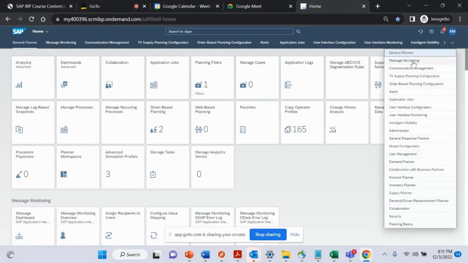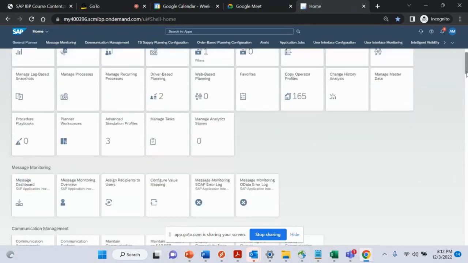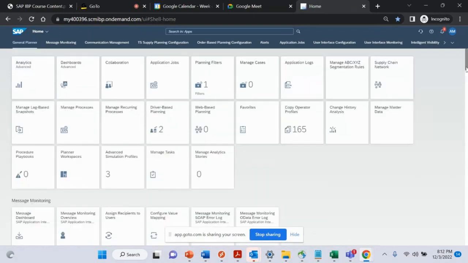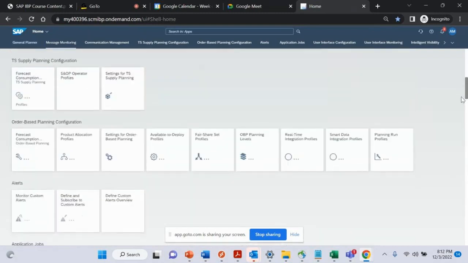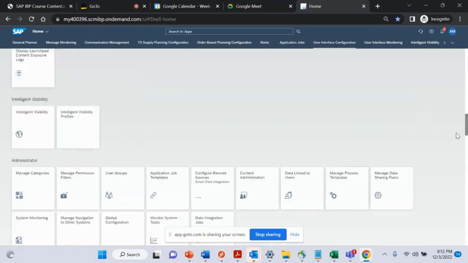If you click on the drop down, it gives time series based planning as well as order series based planning, including the inventory planner, supply planner, demand driven replenishment planner, driver risk planning, and security. All these things come into the picture. This is how your web UI looks. You can navigate to each one of them and see the detailed level. Got it?